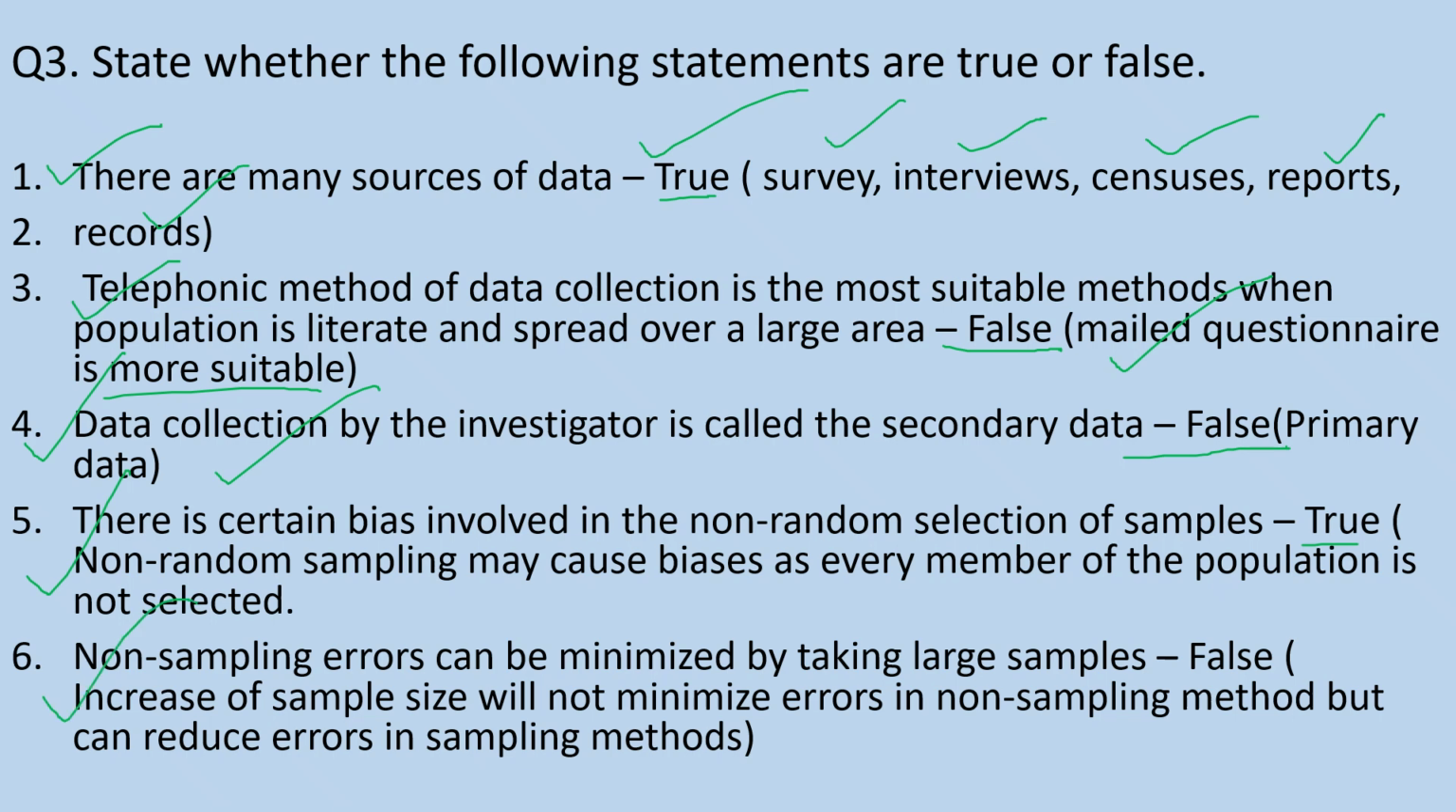The last one is: non-sampling errors can be minimized by taking large samples. Again, this will be false, because an increase in sample size will not minimize errors in non-sampling methods, but will only reduce errors in the case of sampling methods. Non-sampling errors are caused by human errors, and sampling errors arise because of the data collection method.